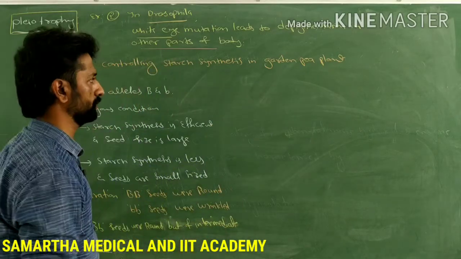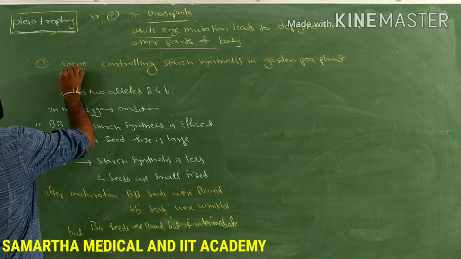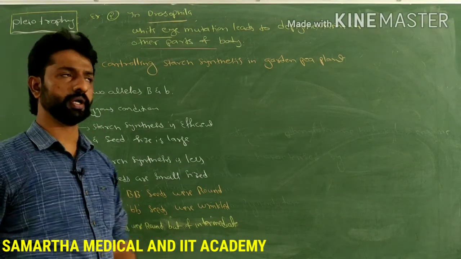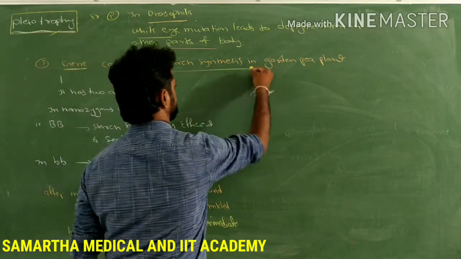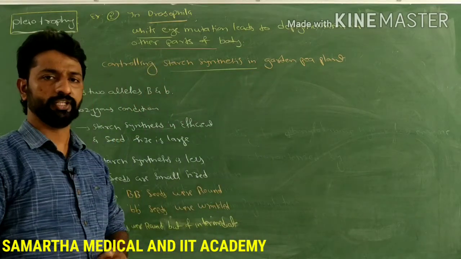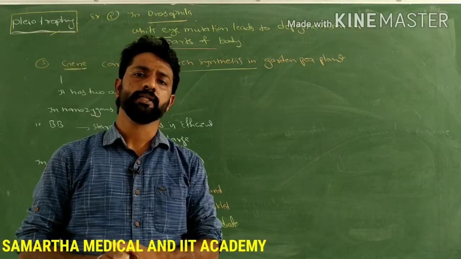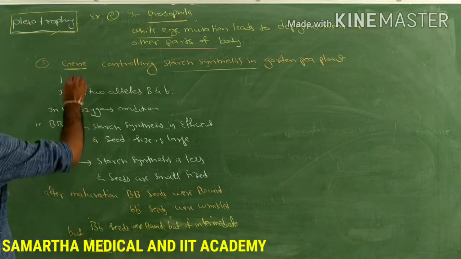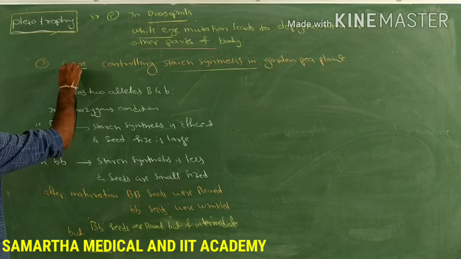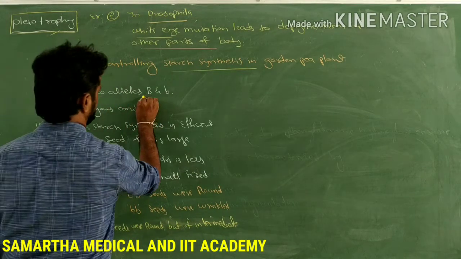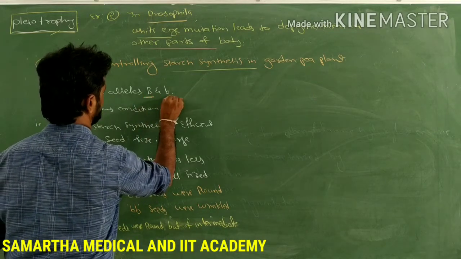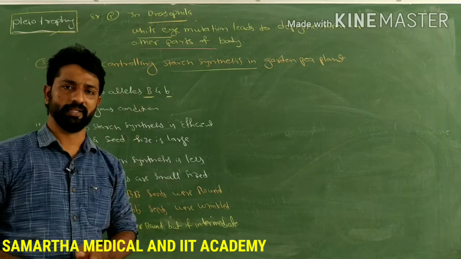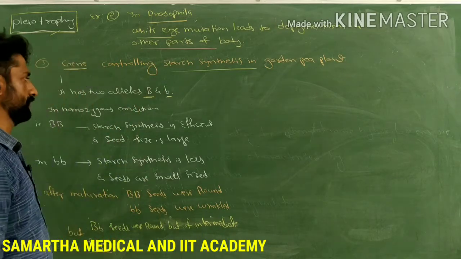Similarly, let's understand one more example. Say for example, a gene which codes for the control of starch synthesis in the garden pea plant. The gene which is controlling the starch synthesis in the pea plant has two different alleles, one is the dominant allele and another one is the recessive allele, that is capital B and small b. Let's see what happens here.